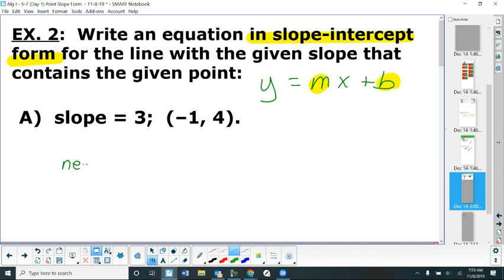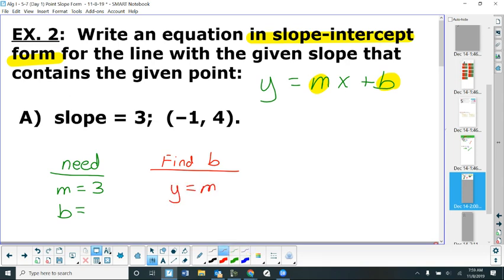We need 2 things. We need the slope and we need the y-intercept. Which one do I have right now, everybody? I have the slope. So I have to find which one? The y-intercept. Well, we know that what? Y equals mx plus b. This is m, this is x, this is y. Let's plug some values in.